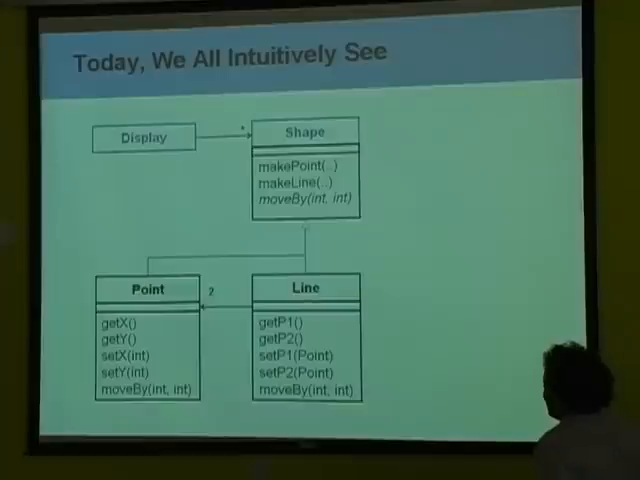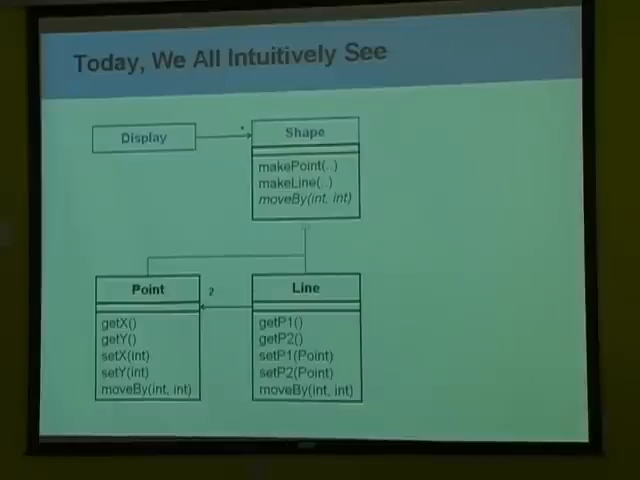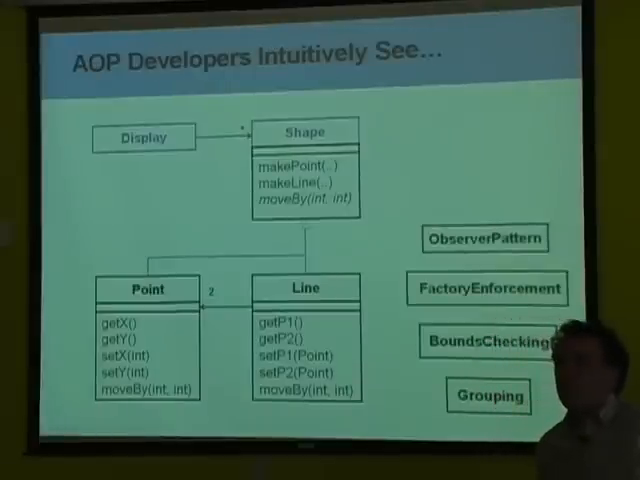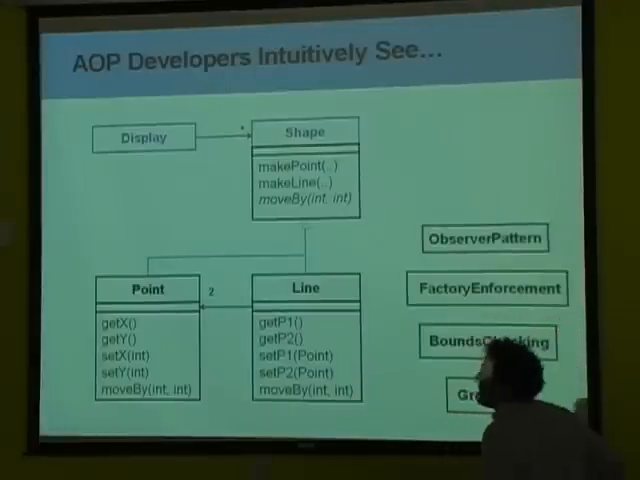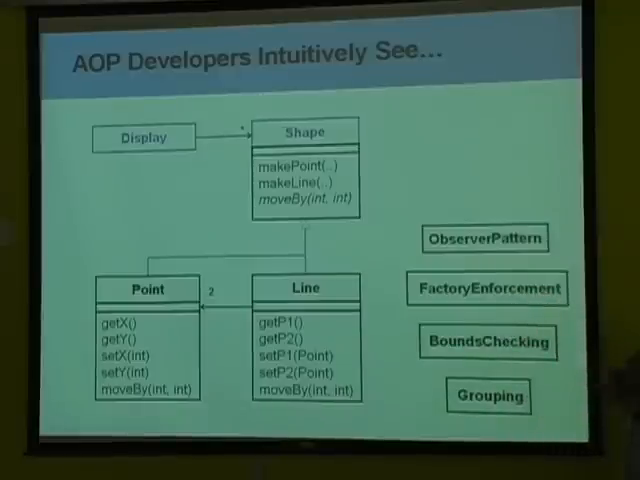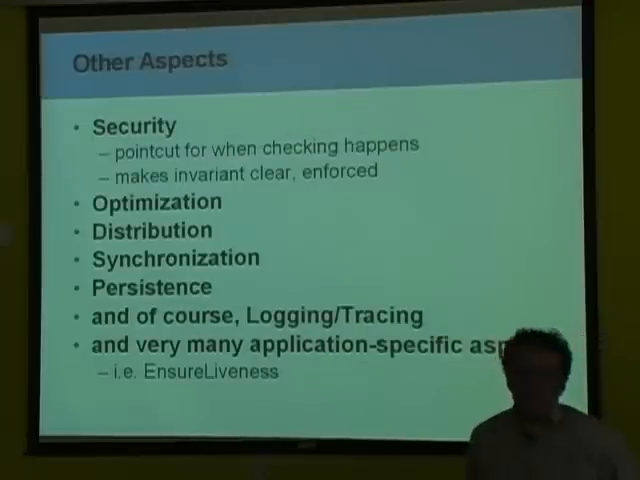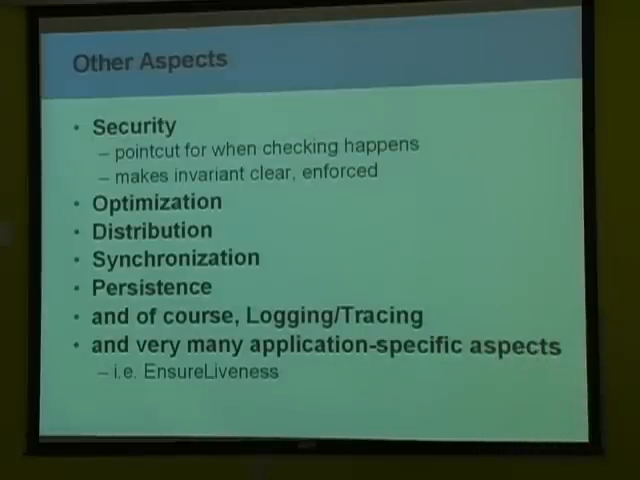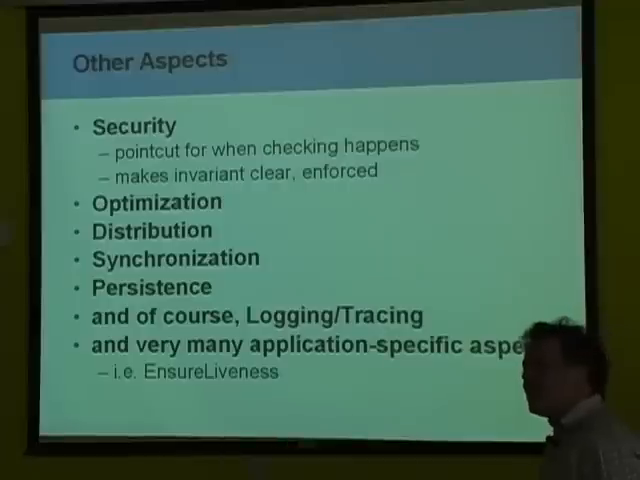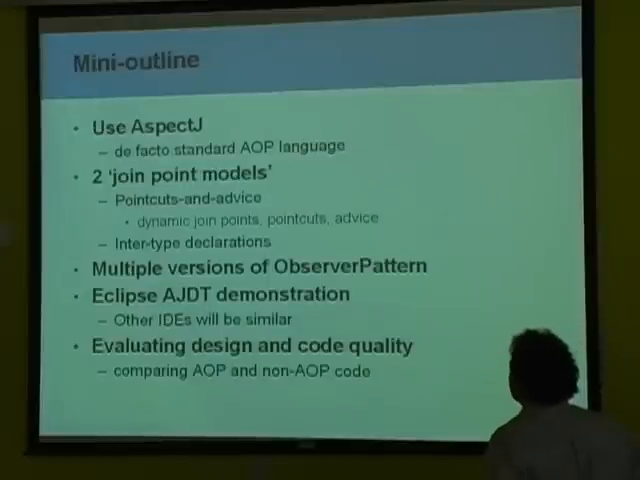So in some sense, the 10,000-foot version of this is that today, most any programmer looks at JHotDraw and kind of immediately sees this picture. And the interesting thing is that most AOP programmers, a guy like Nick, whose mind is now permanently damaged, immediately see a different picture. Just as immediately as you might see points and lines, they see these other kinds of modular units of cross-cutting functionality, the observer pattern, and some other examples that we'll look at. And of course, there's tons and tons of other examples. Security, optimization, distribution, dot, dot, dot. And of course, logging, which even though everybody's tired of it, turns out to be a more interesting example than you think. And I'll talk about some of those.